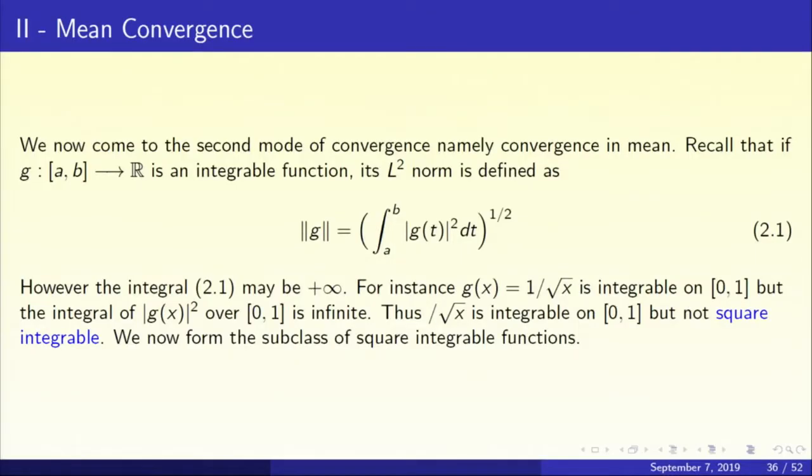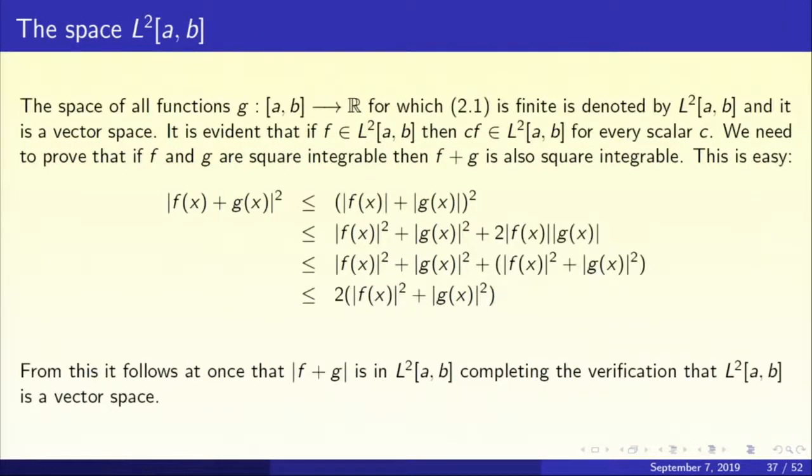So 1 upon root x is integrable, but its square, namely 1 upon x, is not integrable. So this particular g(x) equal to 1 upon root x is integrable on [0,1], but not square integrable. The square of g(x) is not integrable. So we must now cut down the class of integrable functions to a subclass. And let us look at this subclass, the space L2 of [a,b]. The space of all functions for which the integral 2.1 is finite is denoted by L2 of [a,b].